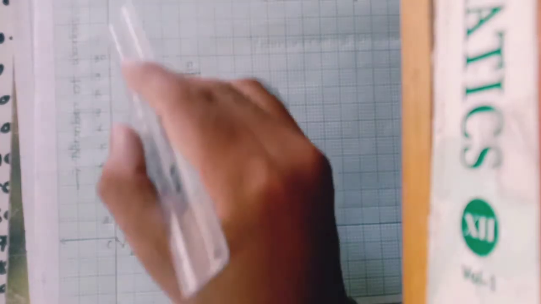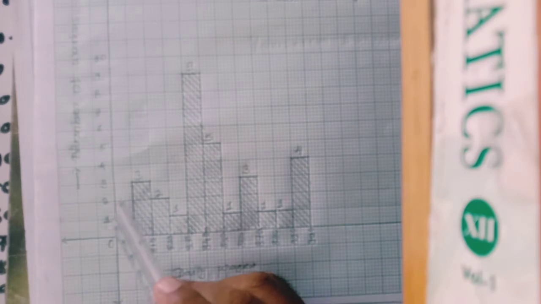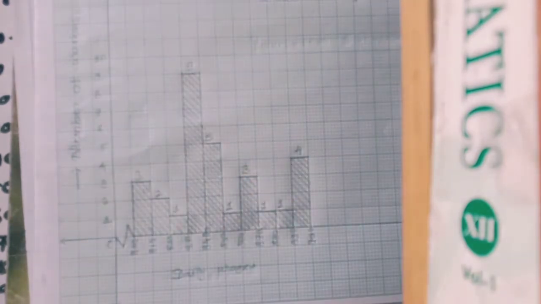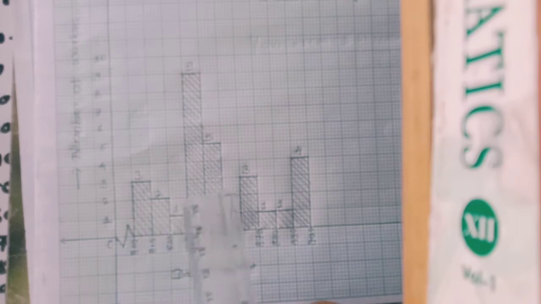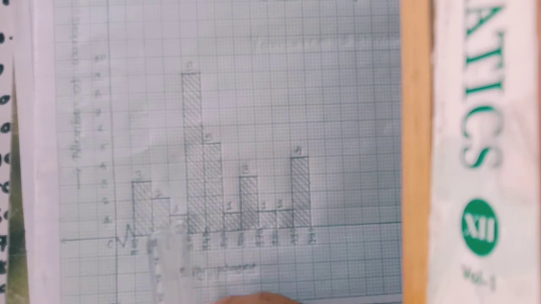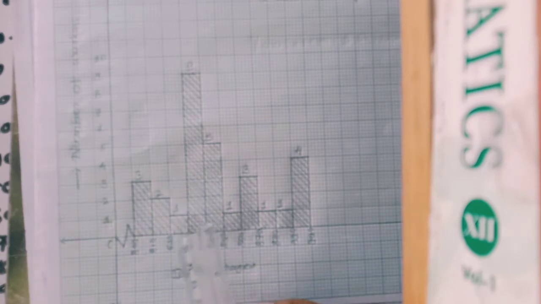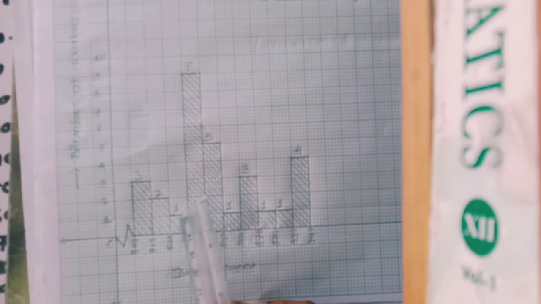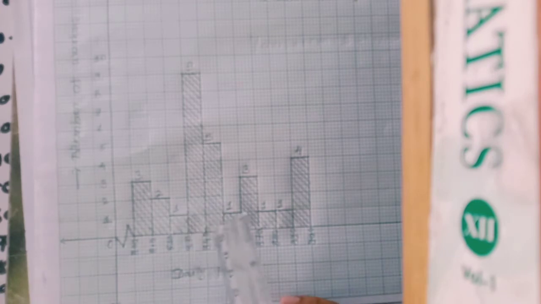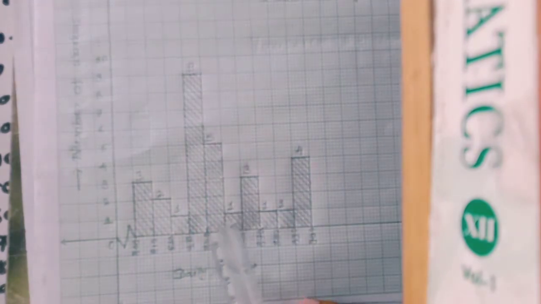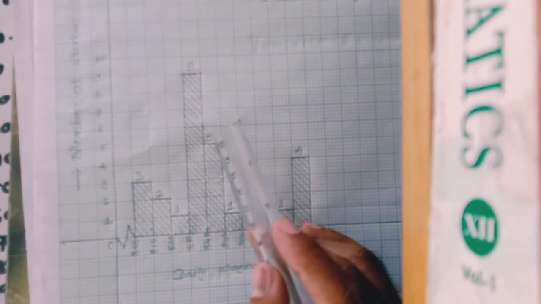On the y-axis I have taken the number of workers, 1 centimeter equals 1 worker, because very small numbers are there. Now we represent: between 800 and 810 we have 3 workers, so we have marked till 3. 810 to 820 we have 2 workers, so till 2 we have drawn the graph. Between 820 and 830 we have 1 worker, so we have drawn till 1. Between 830 and 840 we have 9 workers, so till 9 we have done. Between 840 and 850 we have 5 workers, so till 5 we did.